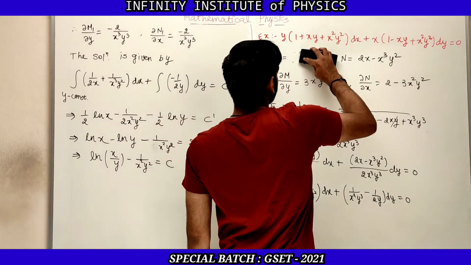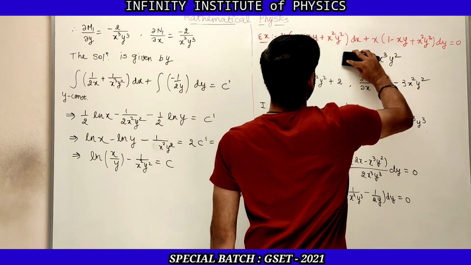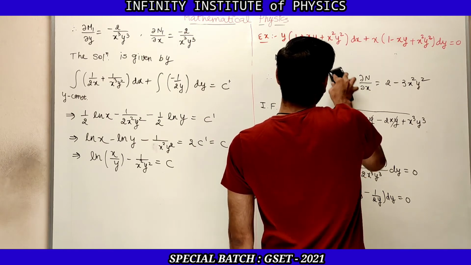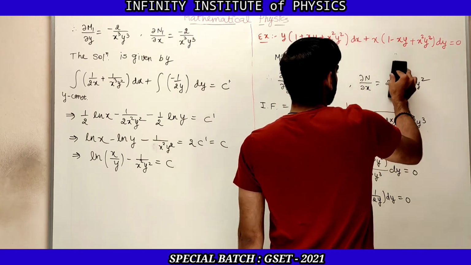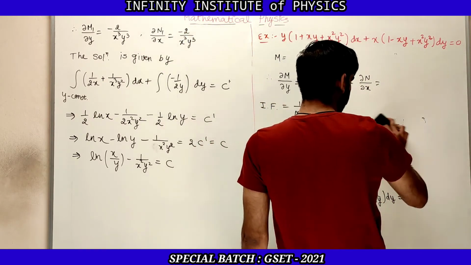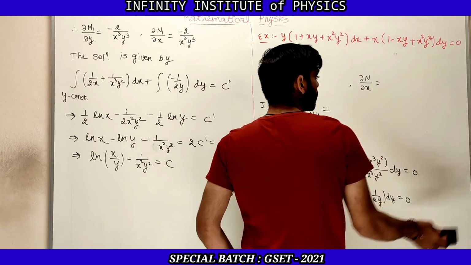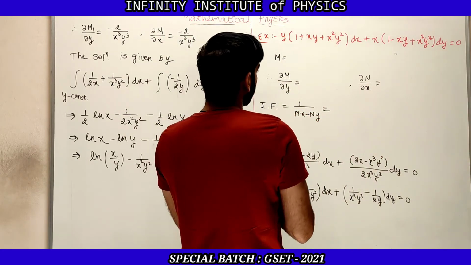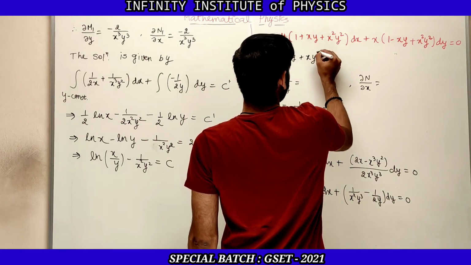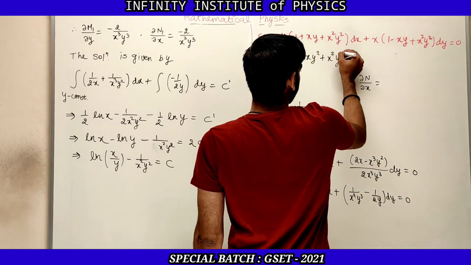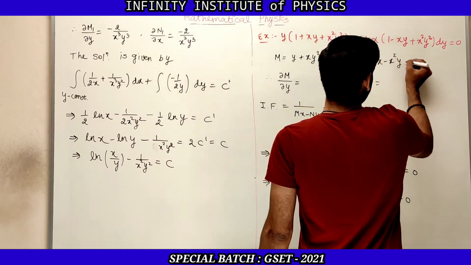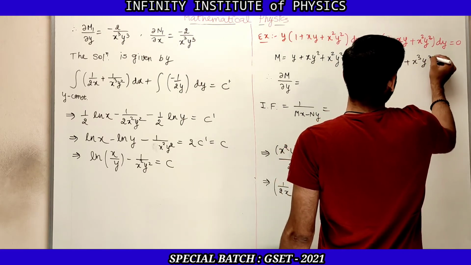So again we need to find the values of m and n, and from that we can check whether it is exact or not. If it is exact, then we can solve it directly. If it is not, then we need to find the integrating factor. So let us find m and n. Let us multiply y inside. So m will be y plus xy square plus x square y cube, and n will be x minus x square y plus x cube y square.